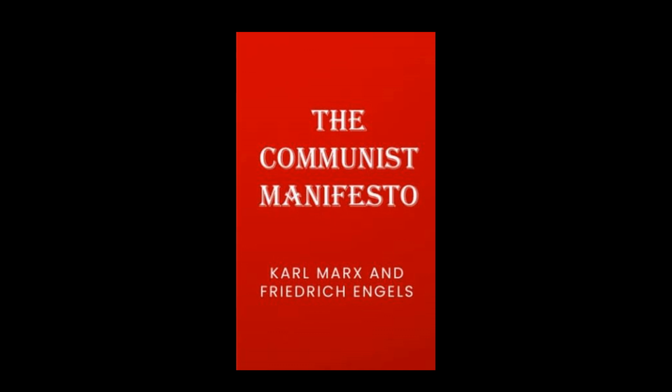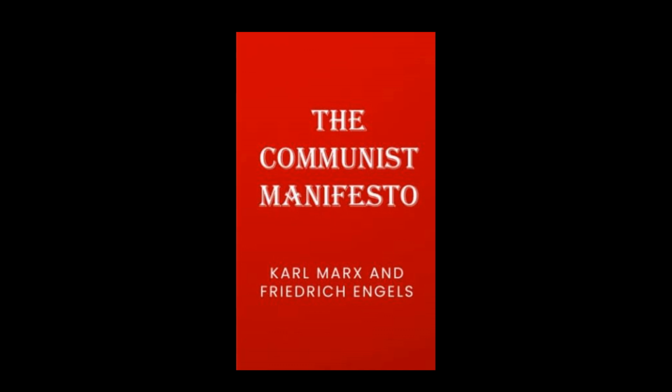The Communist Manifesto is a political treatise written by Karl Marx and Friedrich Engels in 1848. The book is considered one of the most important works in modern political science and a founding document of the communist movement. The book is divided into 4 parts and discusses the history of class struggle, the relationship between the bourgeoisie and the proletariat, and the role of the Communist Party in the revolution.